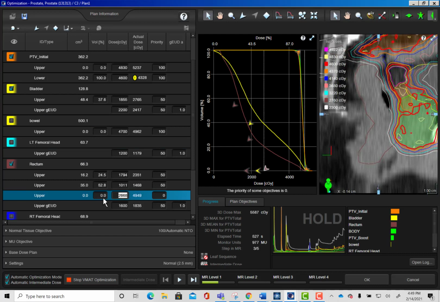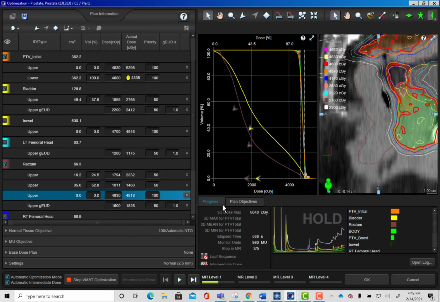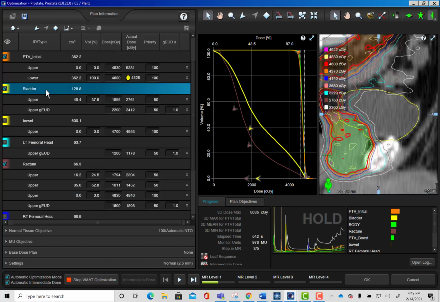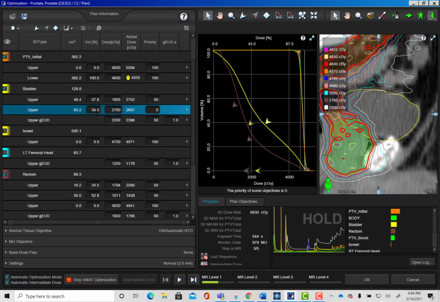I'm also going to add an upper, like a max dose, of 105, so 4830 again. Same as the bowel, because such a small percentage is actually above 4830. I'm going to put a high number in there. Do the same thing to the bladder, just to make sure our hot spots stay out of those two structures.